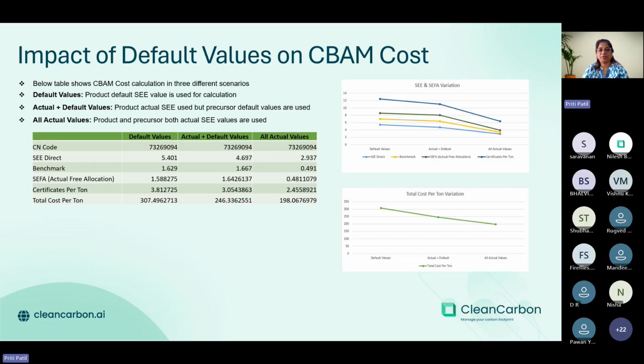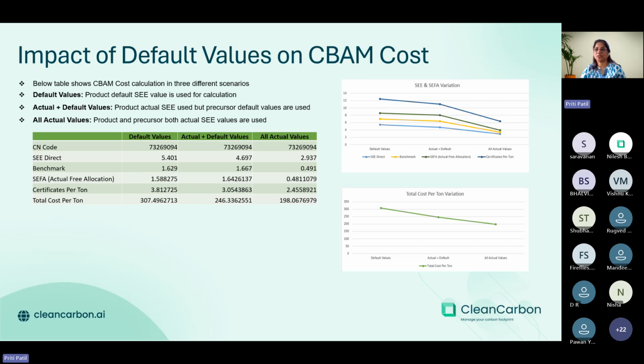So here, definitely a tool will help you, and our CleanCarbon tool has all the abilities to generate and store your data, to generate your CBAM report, to calculate the cost, and to present you various reports. And you can do analysis of how your cost is changing. All those things are available through the tool.